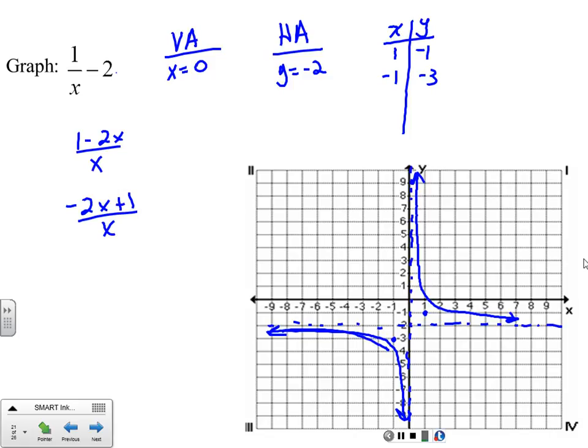But again, it shifted, okay? I totally didn't hit those points, but that's okay. But it did shift down too. Questions? So we've seen a vertical shift and we've seen a horizontal shift, right?